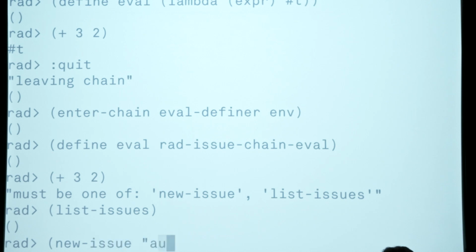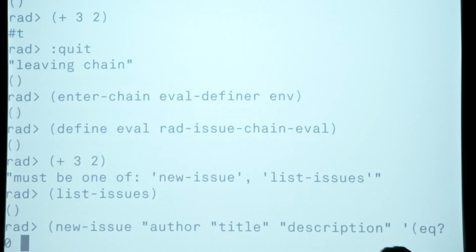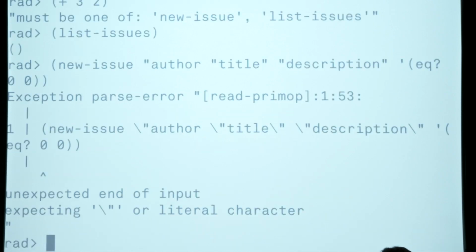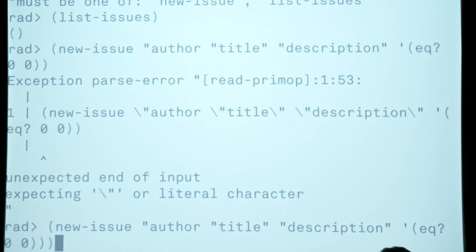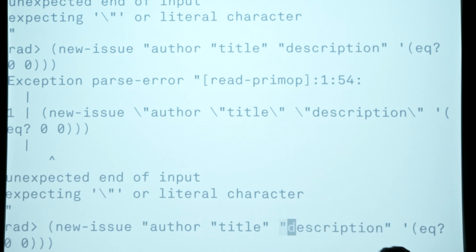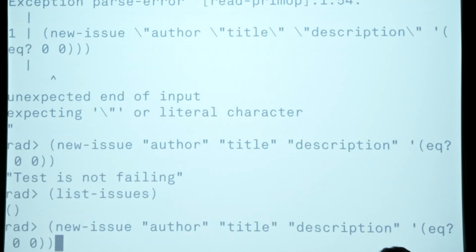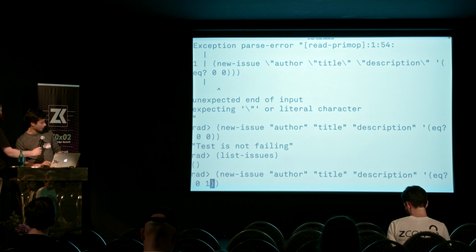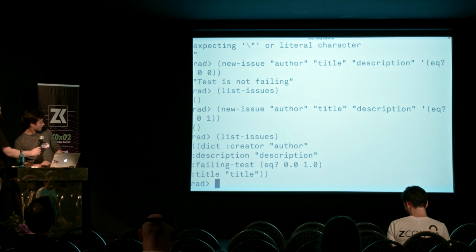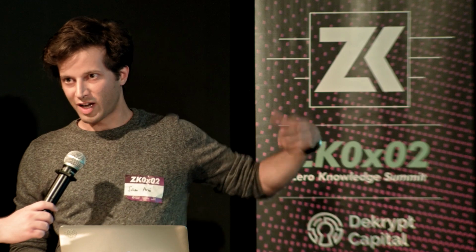I need the author, the title, a description, and a failing test case. So zk0x02 does not fail. So the test is not failing, so if I list issues again, it's not there. Whereas if I make a failing test case equal 1, and then I list issues, I get the issue there. So in about 30 lines of code that you didn't see, I've managed to define my own issue system very quickly in a new chain.